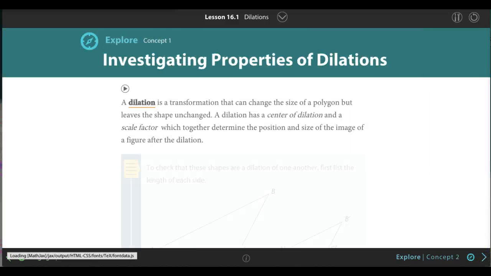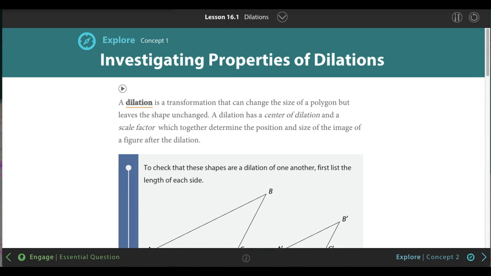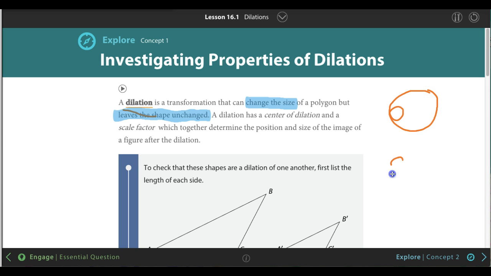In order to answer that question, first you have to know the definition of the word dilation, which is right here. It's a transformation that can change the size, but leaves the shape unchanged. In other words, if you have a circle, it's still going to be a circle, just a bigger circle. If you have a heart, it has to still stay a heart, but a bigger heart.